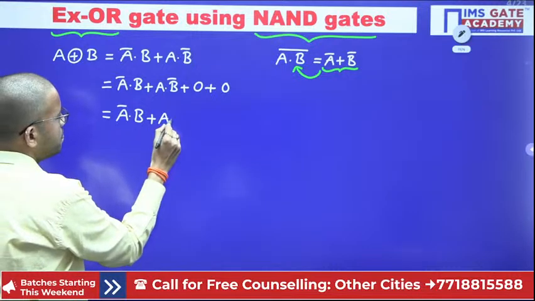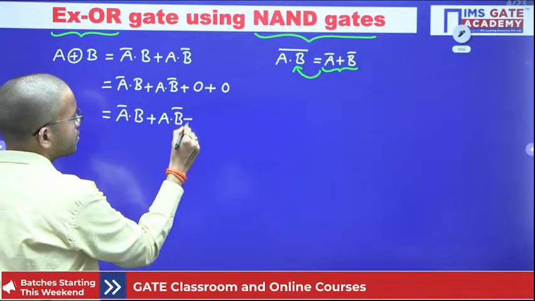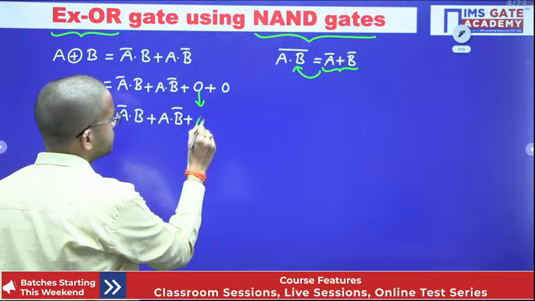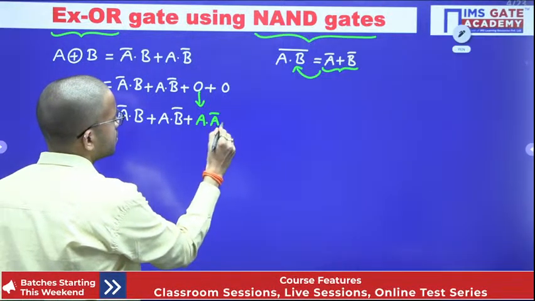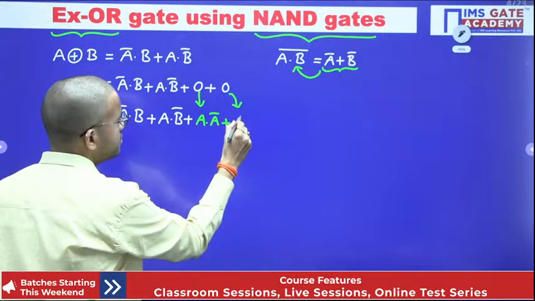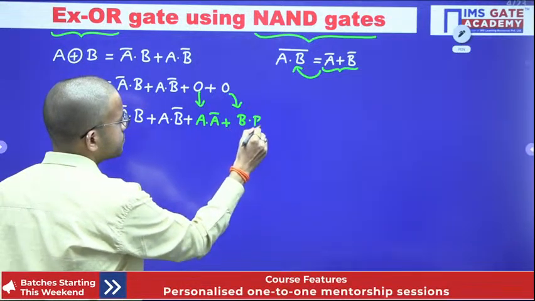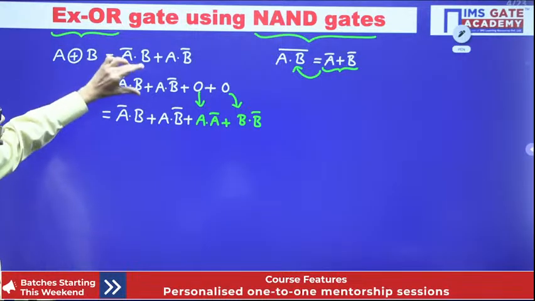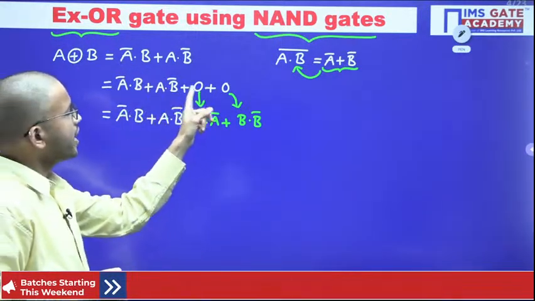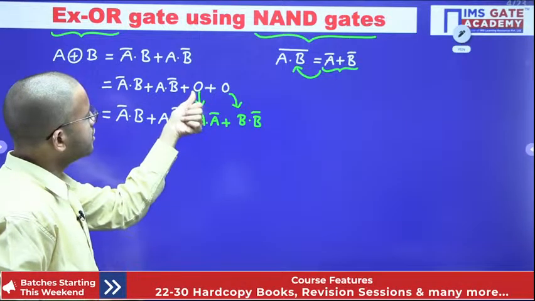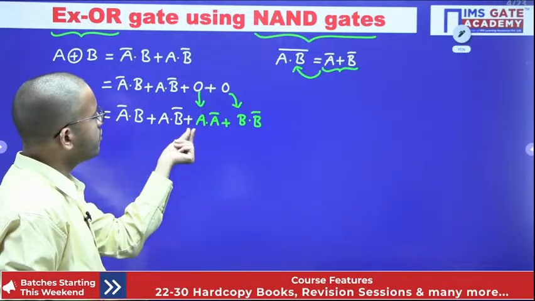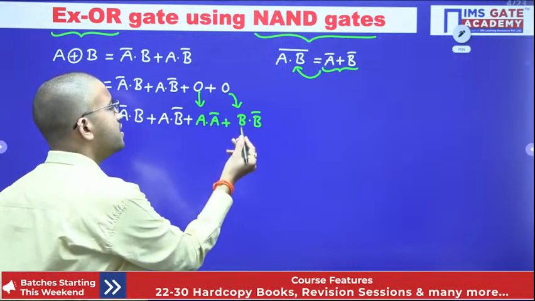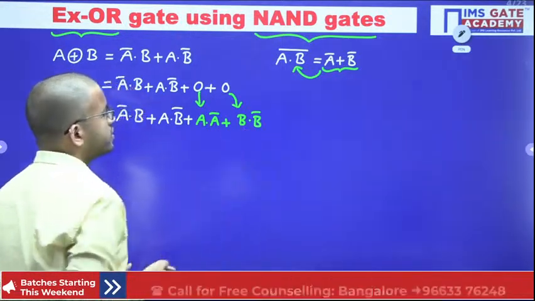A bar B plus AB bar. Now, this 0 I am writing as A into A bar, plus this 0 I am writing as B into B bar. I hope up to this point it is clear. Whatever the original function was, I copied as it is. After that I have added 2 zeros. Regarding 1 zero, I have written one variable in normal form multiplied by the complement of that variable. Similarly here, another variable multiplied by its complement.